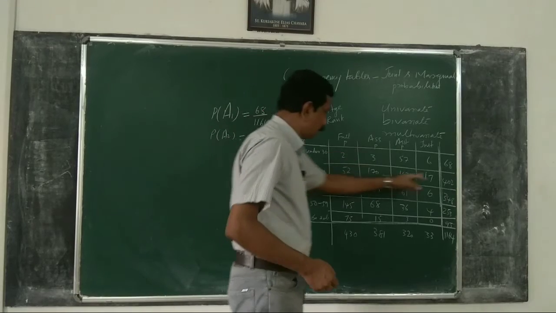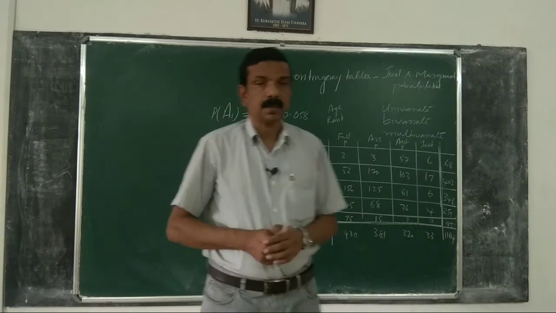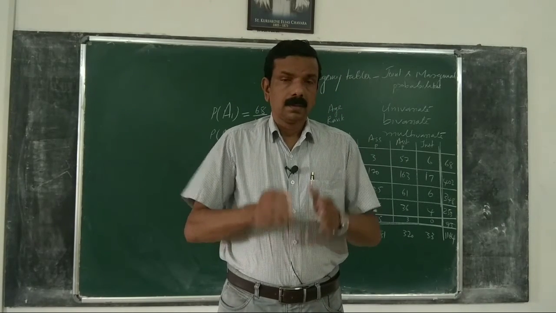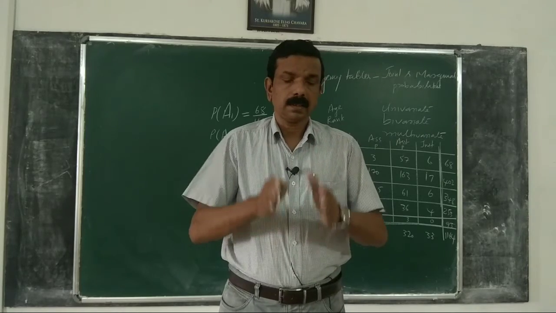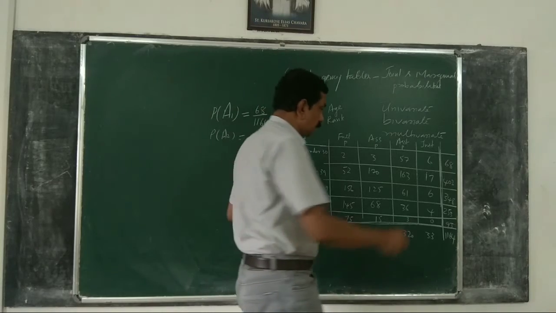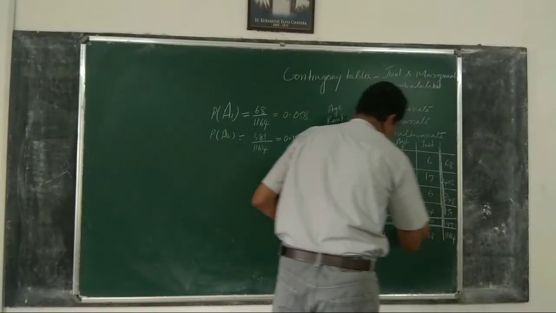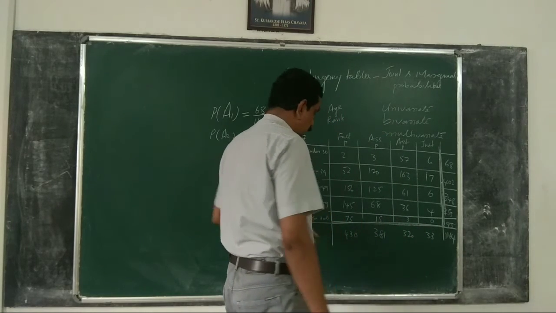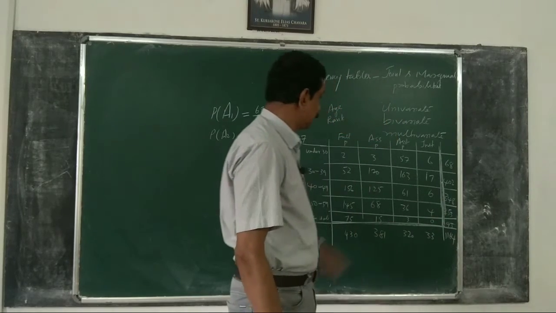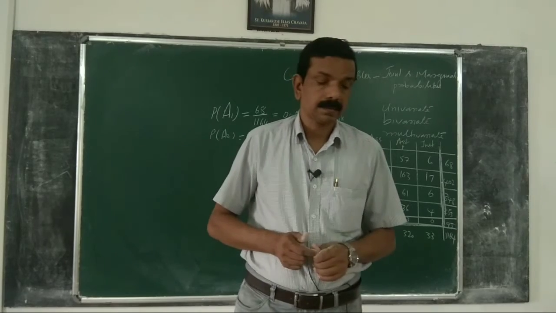A total of 9 probabilities. These probabilities are known as marginal probabilities because they correspond to events represented in the margin of the contingency table.